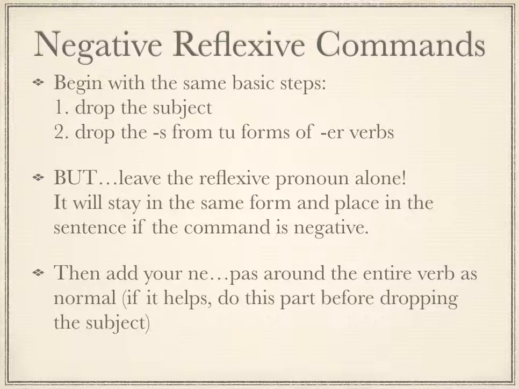The only other thing we have to do to make it negative is we still have to include the ne pas around our entire verb as normal. Remember that the reflexive pronoun is considered to be a part of the verb, so you should have a ne, then your reflexive pronoun, then your verb, then your pas. If it helps, you can do this part before dropping the subject. It really depends on how comfortable you are with adding in that ne pas and in finding what part of the sentence is your verb.